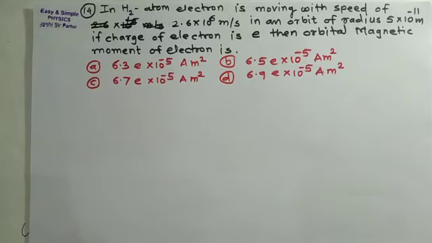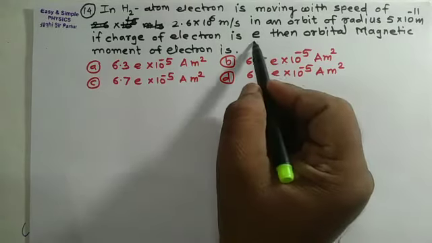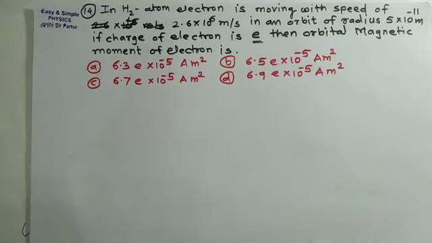An electron is moving with a speed of 2.6 × 10^6 meters per second and the radius is 5 × 10^-11. If the charge of the electron is e, then what is the orbital magnetic moment of the electron?